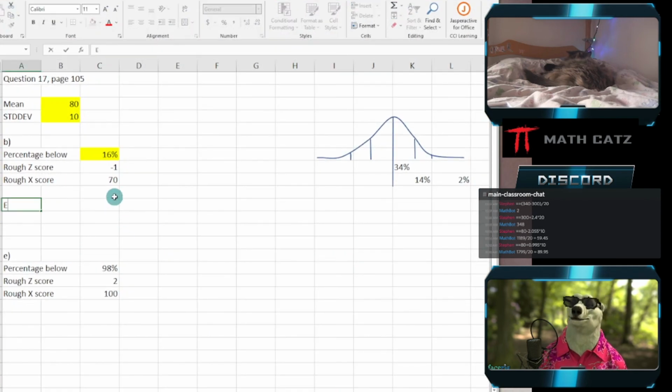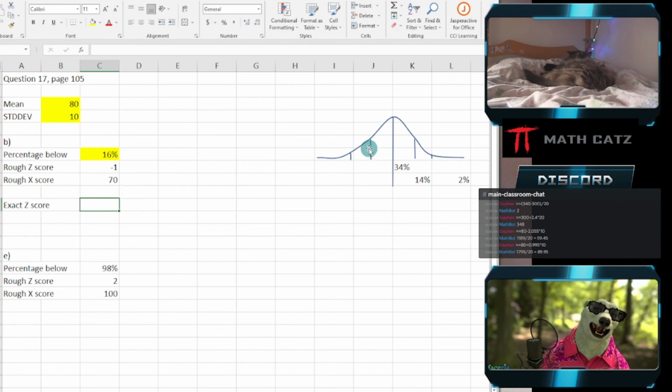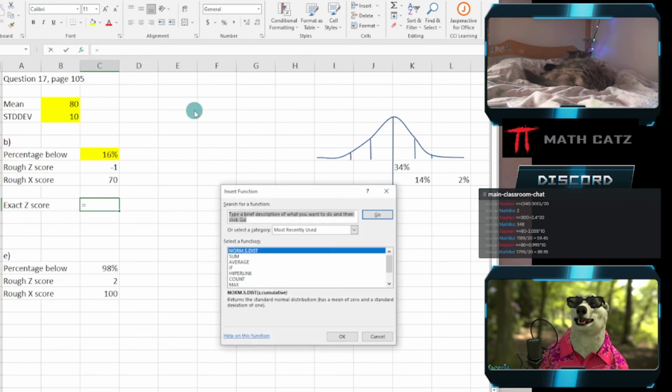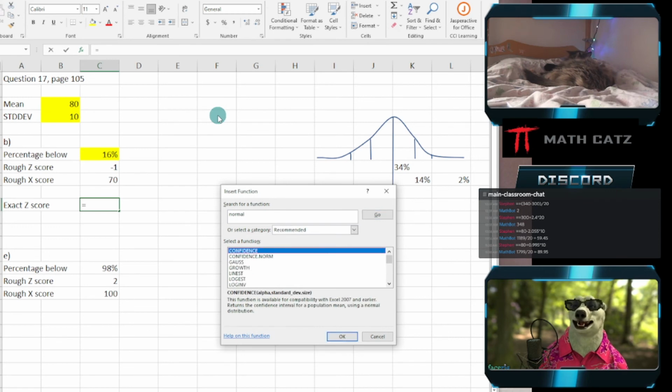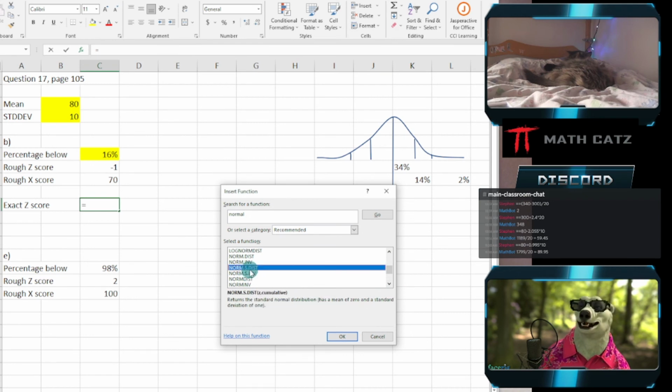I now want to calculate exactly what is the z-score such that it's not exactly this line. What is it exactly so that the bottom part will be 16% exactly? So I go to my insert function. I know it's got something to do with normal distributions. Maybe I do remember, maybe I don't. I remember some.